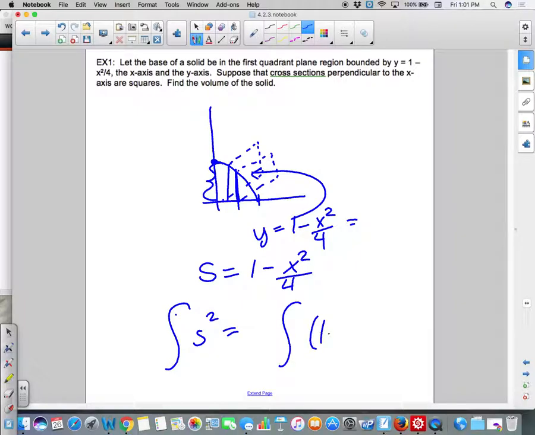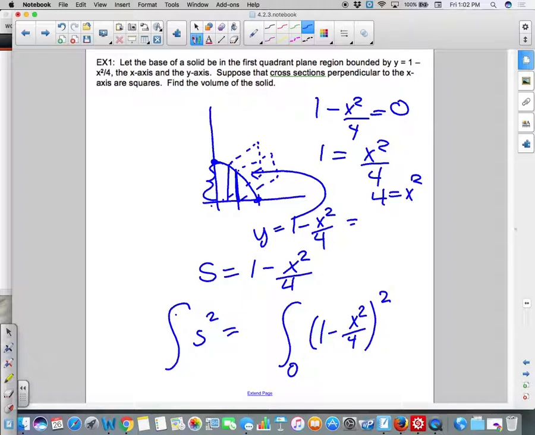So it's 1 minus x squared over 4, squared, right? And then you have limits. It starts at 0, x starts at 0, and if you want to figure out where it ends, if you didn't know, set y to 0. So I get 1 equals x squared over 4. 4 equals x squared. X equals 2. Negative 2 is on the left, but I just said the first quadrant, so I ignored that part. So I'm going to integrate from 0 to 2. I'm going to use my calculator for these, math 9. Unless they tell me otherwise, I just use my calculator and get the answer. And that's the volume of the solid.